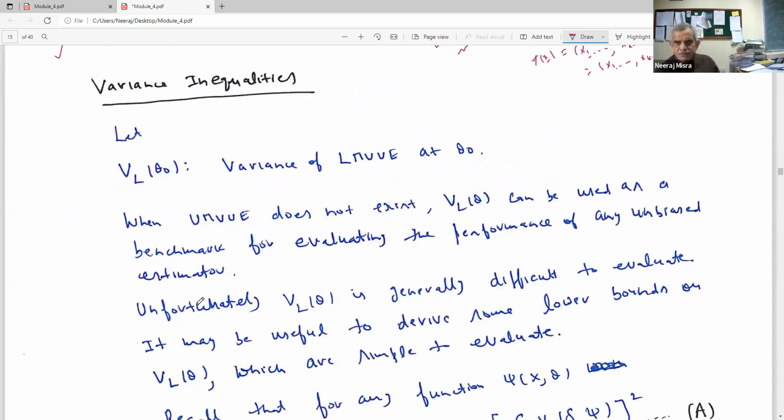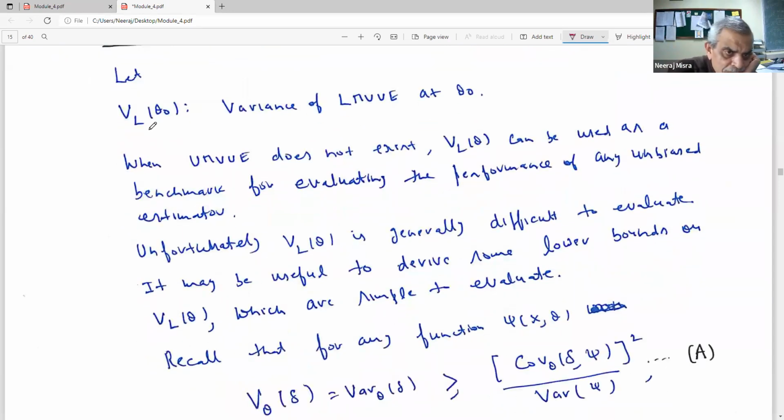Now let's talk about a few variance inequalities. First, let us motivate why we need these inequalities. So let V_L(theta naught) be the variance of the locally minimum variance unbiased estimator at theta naught.